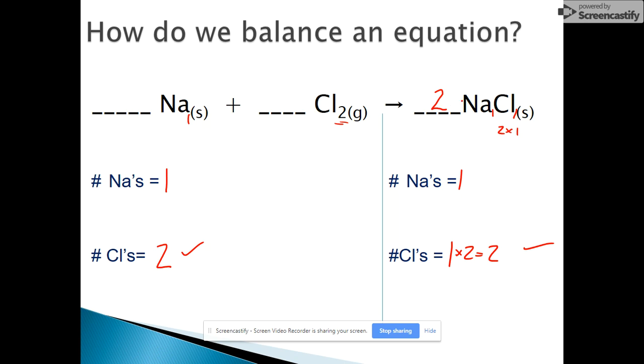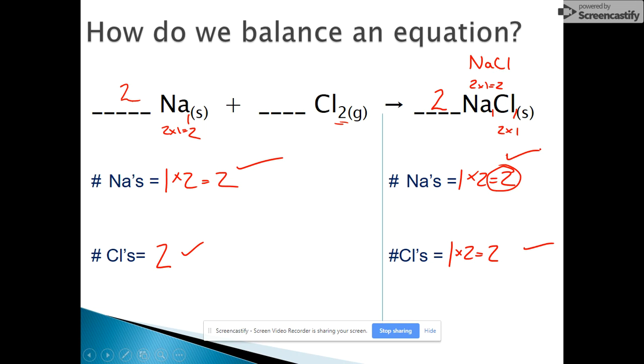But when we added this 2, NaCl is a single compound. So we can't change the number of chlorines without changing the number of sodiums. So now we have 2 times 1 sodium, which gives us 2. So now we've got to go back over to our reactant side and fix sodium. We had 1, we need 2 now. So we're going to add a coefficient of 2. 2 times 1 now gives us 2. So now 2 and 2. So it's a bit of a back and forth. You change one thing, then you might have to change another in order to get it fully balanced.